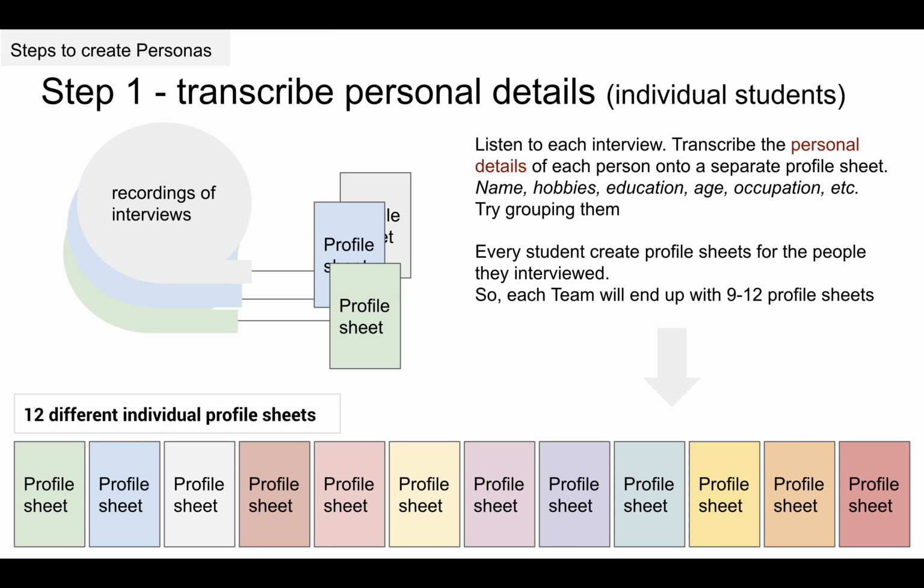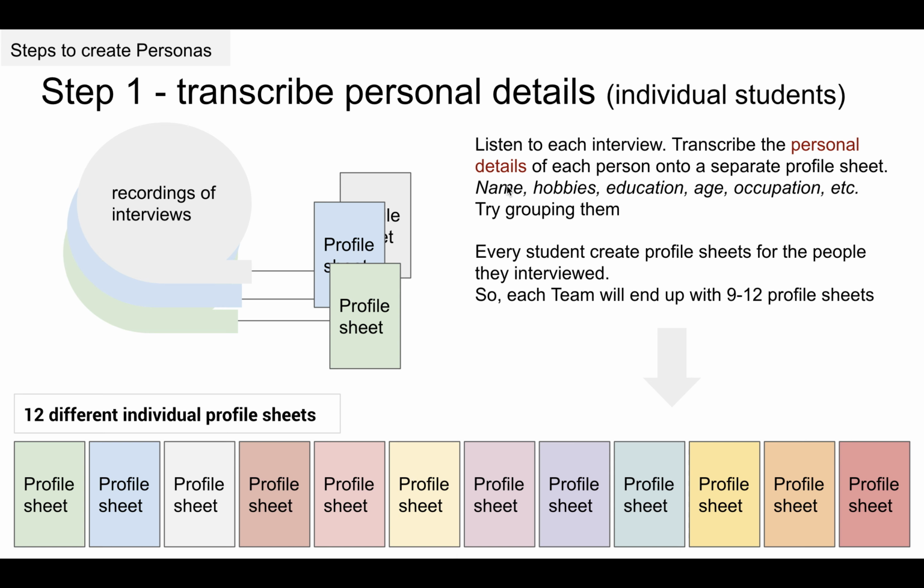So step 1, you transcribe the details from your recording. So here you've got your recordings. Let's say there are 3 recordings here. What you want to do is individually listen to each of the interviews that you've created and transcribe the personal details. So just take all the personal details out of each person's recording onto a separate profile sheet. So one person here, another person here, and a third person here. For instance, name, hobbies, education, age, occupation.